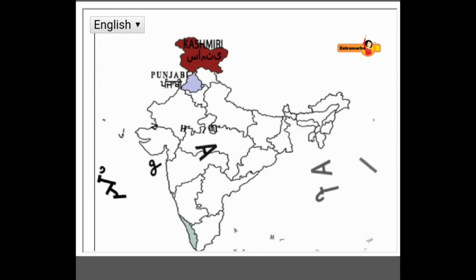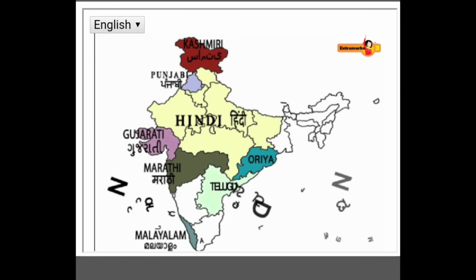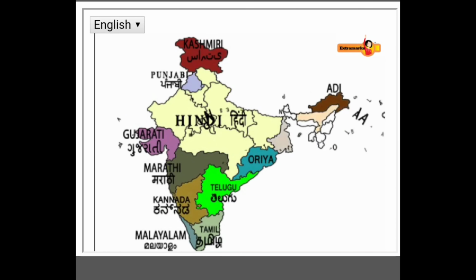Our constitution has not given the status of national language to any one language. There are 21 other languages recognized as scheduled languages by the constitution besides Hindi. Each state also has its own official language.